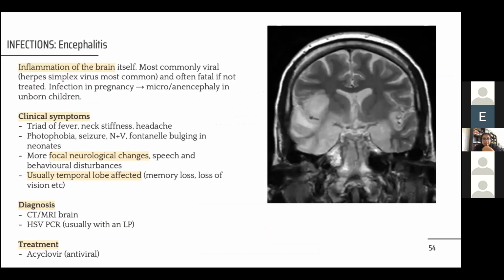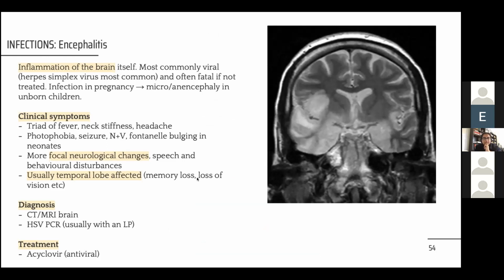Encephalitis is the inflammation of the brain itself. You can see on the CT over here that all of this white stuff is the brain producing lots of fluid and edema. It's most commonly viral, and the most common viral cause is herpes simplex virus. And this one, the viral, is fatal if it's untreated.